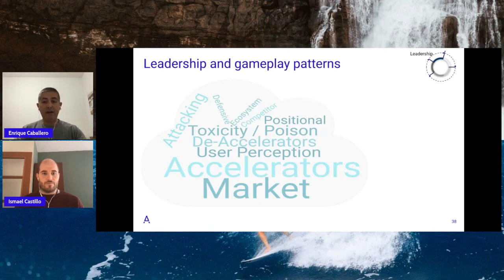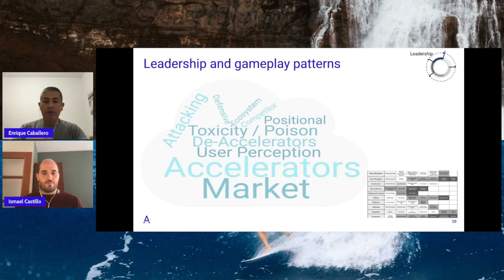And for doing this, there are several areas where we can apply common strategy patterns, also called gameplays, by looking at our map. So, for example, we can work on the user perception through educating our users, creating brand, or even creating artificial needs. We can use accelerators such as open source approaches, or we might rely on inhibitors like intellectual property rights. We can also act in other categories like the market, the ecosystem, or our competitors, and we can combine all these patterns with attacking or defensive strategies, positional approaches, or even some toxic or poisonous strategies.